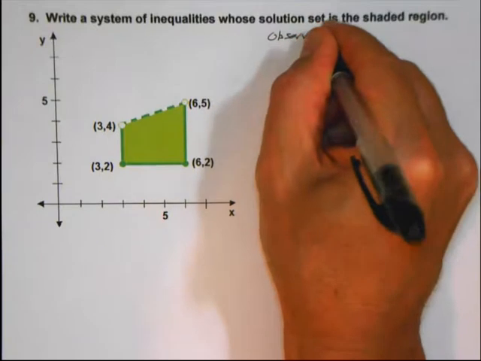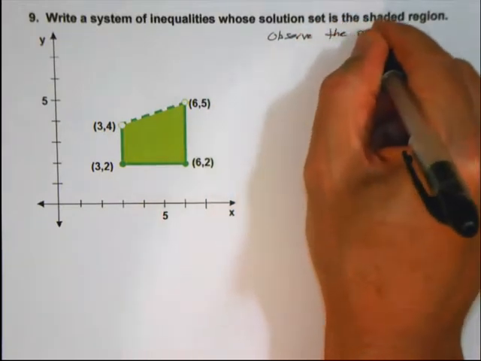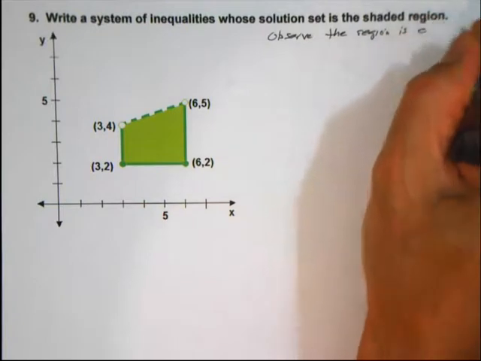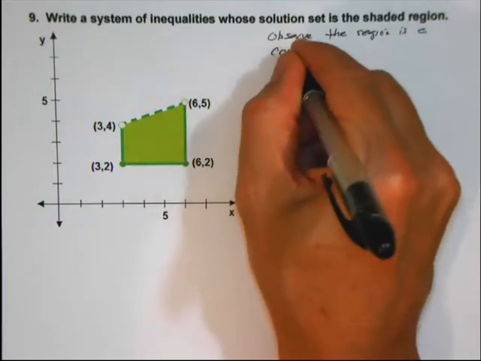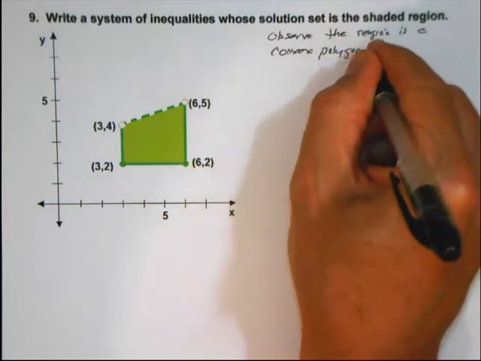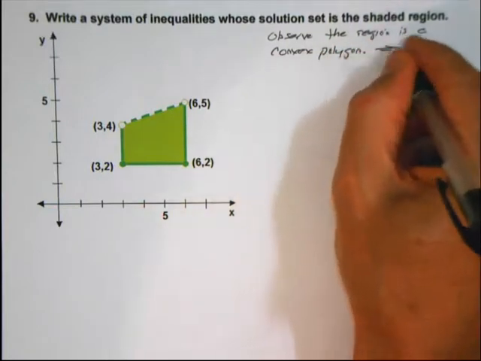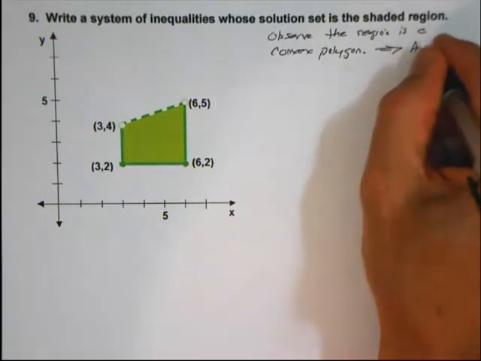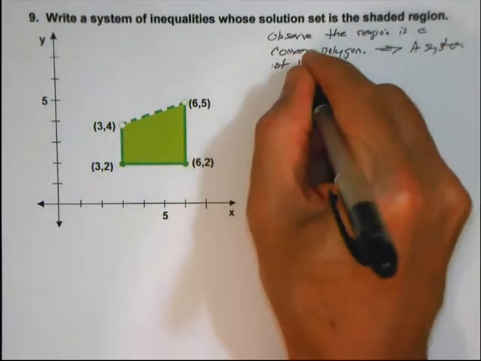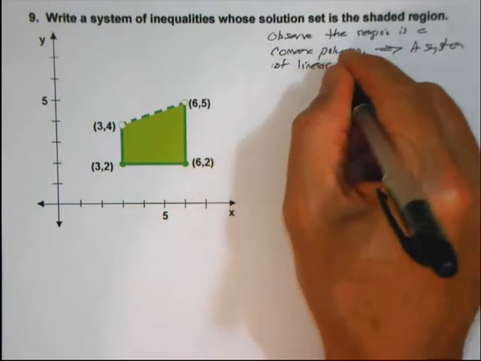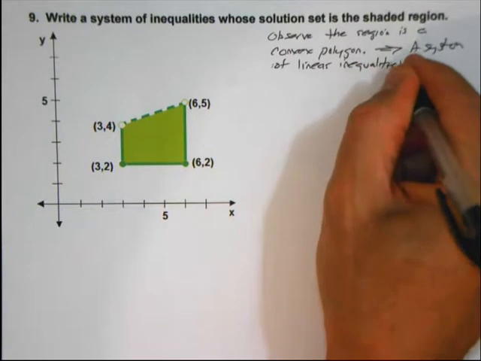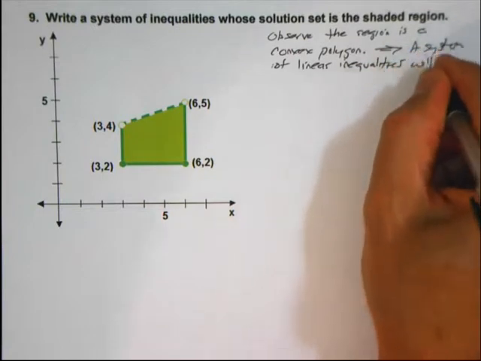So we might first observe the region is a convex polygon, and this means we know a system of linear inequalities will work.